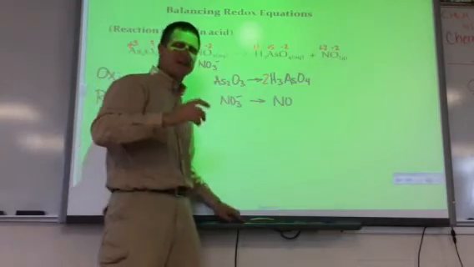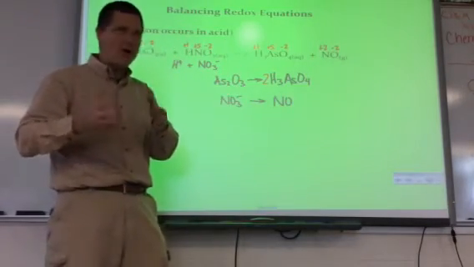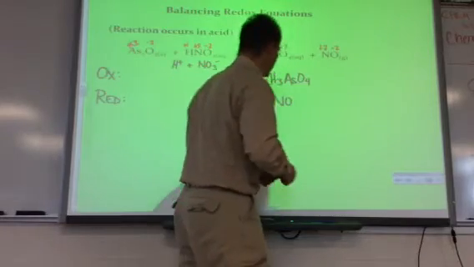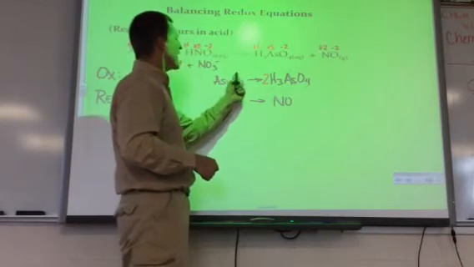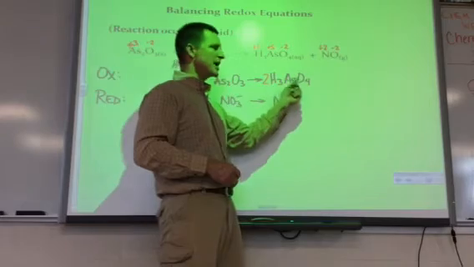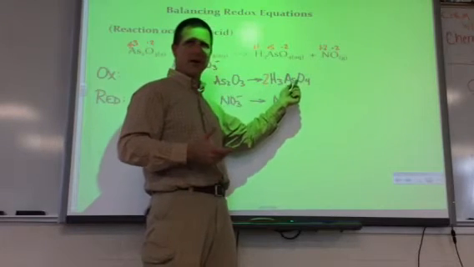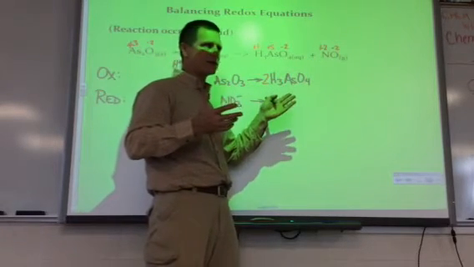So I'm done with that step. I've balanced all my non-H and O atoms. Now let's go to the oxygen with a different color. I have 3 oxygens on the left. I have 8 oxygens on the right. Oh boy. So what do I do to balance the oxygens?